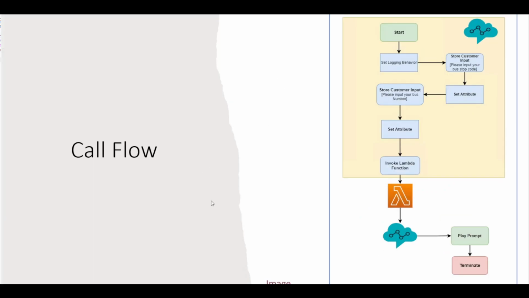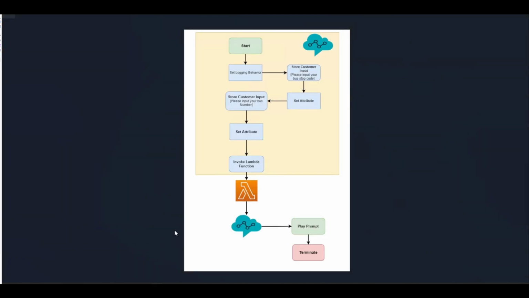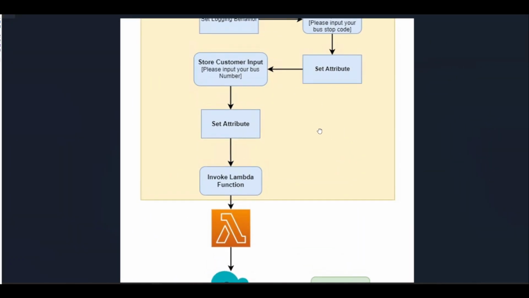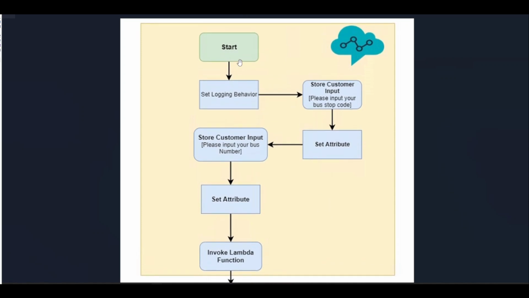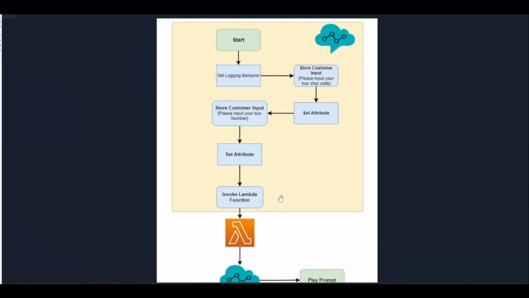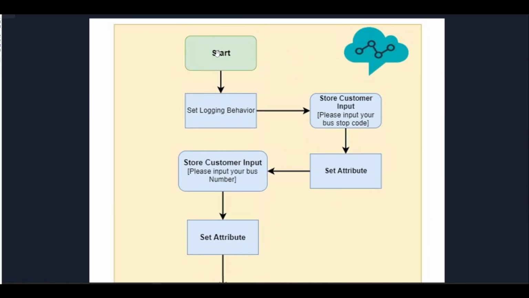So here, what I'm trying to do is, let me enlarge it a little bit so it's clearer. On my Amazon Connect, this yellow background is all from Amazon Connect. Initially, I'll go through how we can develop this call flow on Amazon Connect as well. I'm starting the call flow script, and I'm setting the logging behavior so that in the future we can check the logs on CloudWatch.